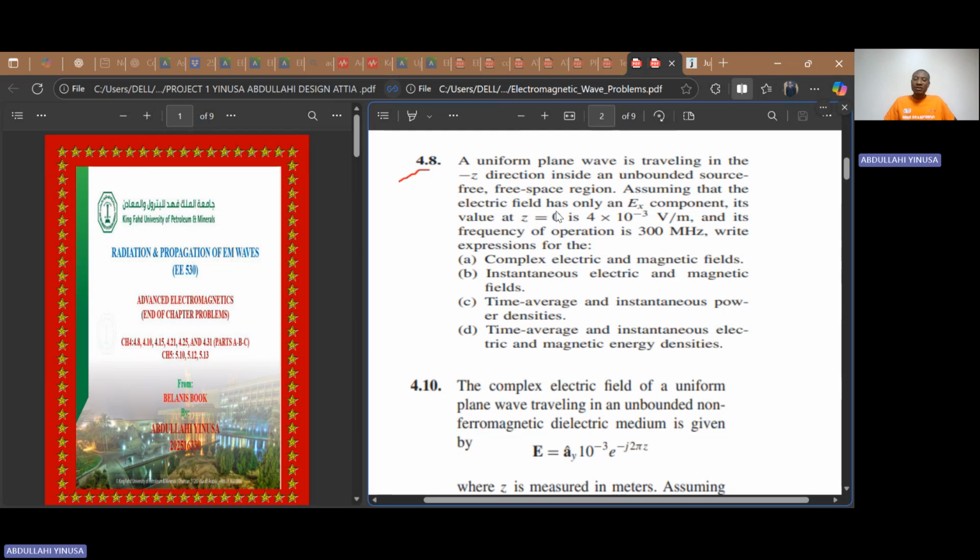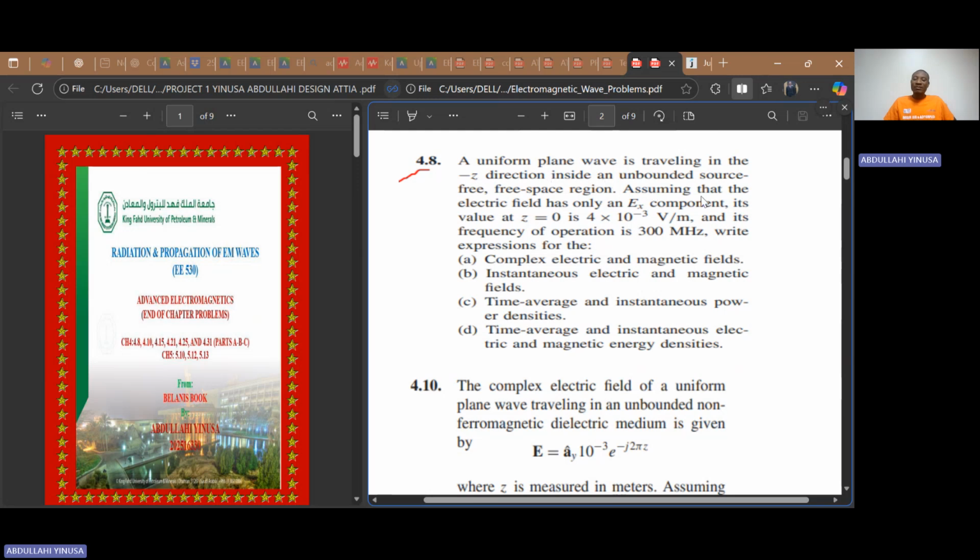However, this is going to be plus because it is moving in the negative z direction, right? Because it is moving in the negative z direction, it's going to be plus beta. However, we don't know our beta. We have to calculate our beta from 2 pi over lambda, where lambda is the wavelength. How are we going to calculate our wavelength?